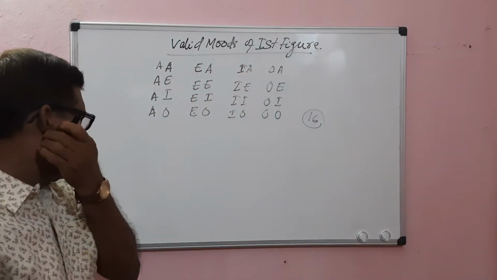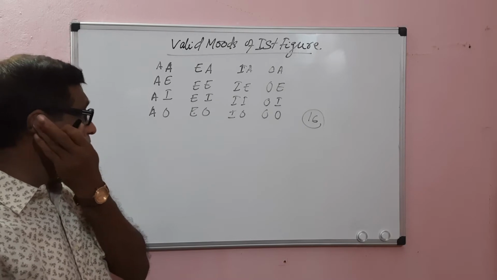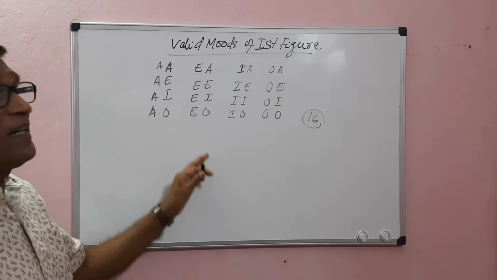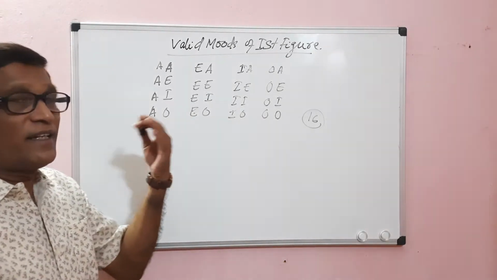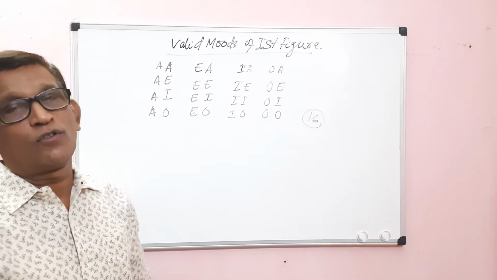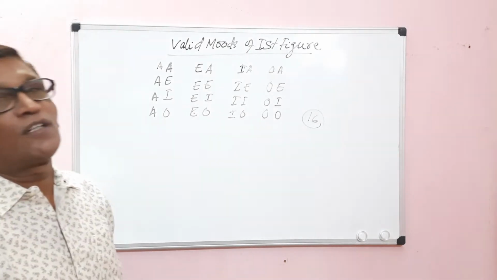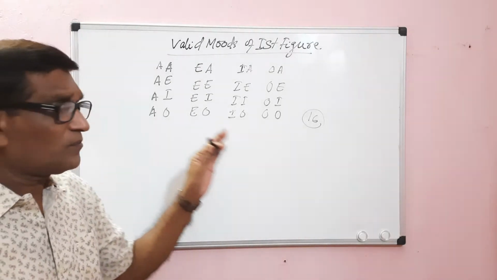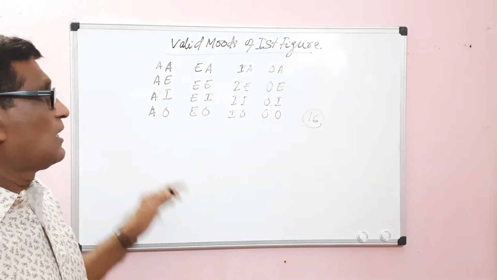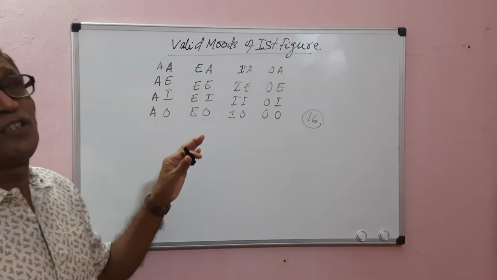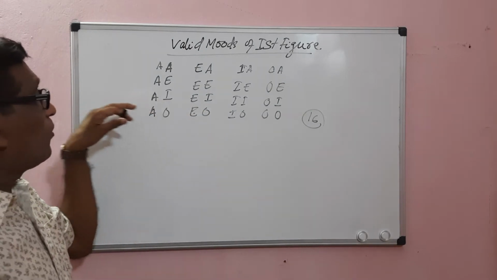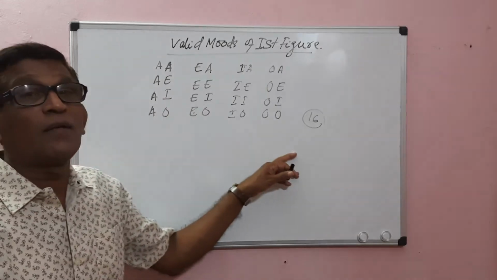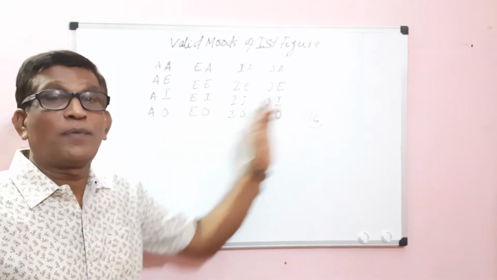in the first figure. In all figures, first of all, we have to determine out of these 16 possible moods which are invalid in all figures. We have already discussed the general syllogistic rules. The general syllogistic rules determine the valid moods which are valid for all figures. By application of these general syllogistic rules, we have to eliminate those which are not at all valid, in which case no conclusion can be drawn, which are invalid in all figures.